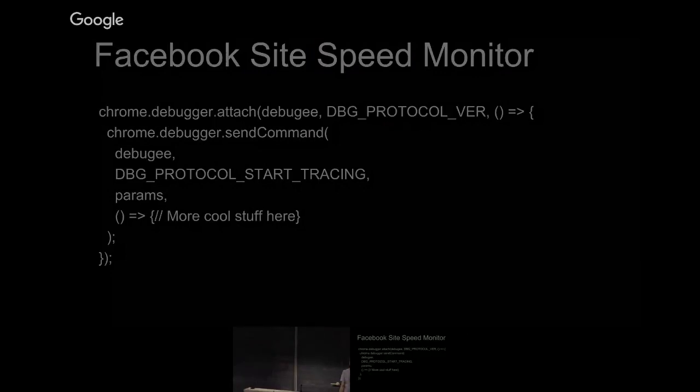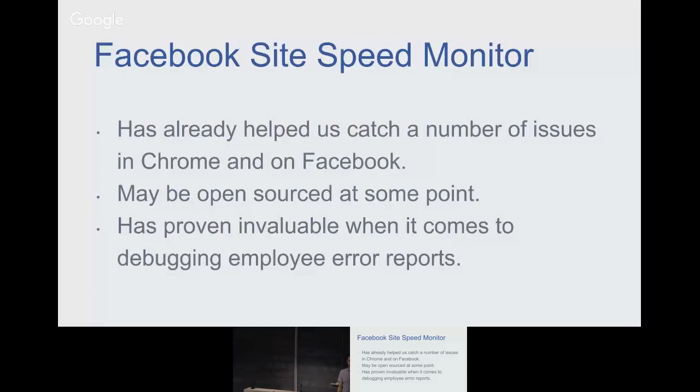It's already helped us catch a number of issues in both Chrome and Facebook. An interesting Facebook issue is we saw that we're using the cookie API often. We knew that. But we didn't realize that there's a bunch of outliers for cookie access. And these outliers actually impacted page performance quite a lot. So we were able to adjust how we were using the cookie API to be more performant.